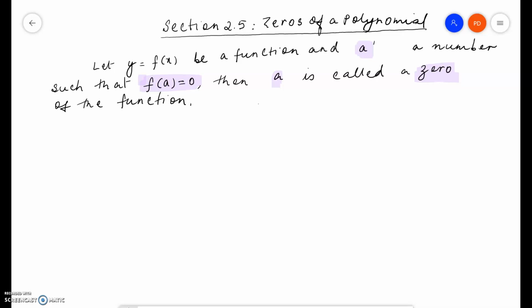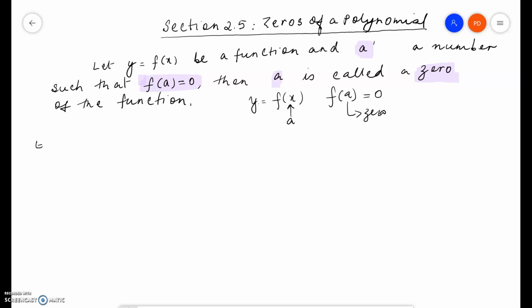So first let's define a zero of a function. If y equals f of x is a function, then a zero of a function is a number at which the value of the function becomes zero. So if I take a number a and plug it into the function to get f of a, and f of a happens to be 0, then a is called a zero of the function. It's a value at which the function becomes 0.